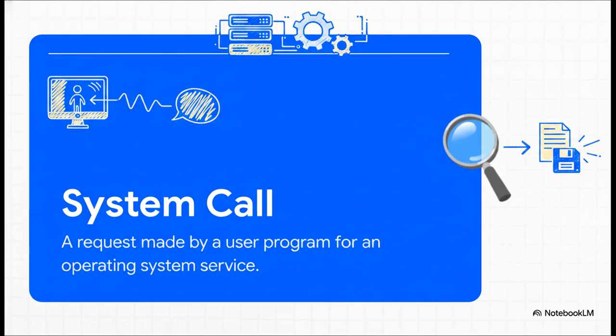This is how an application program intentionally asks the operating system for help. Think of it as your program politely saying, "Excuse me, Mr. OS, I need to write to a file. Could you handle that for me?" It's a deliberate request for a service.